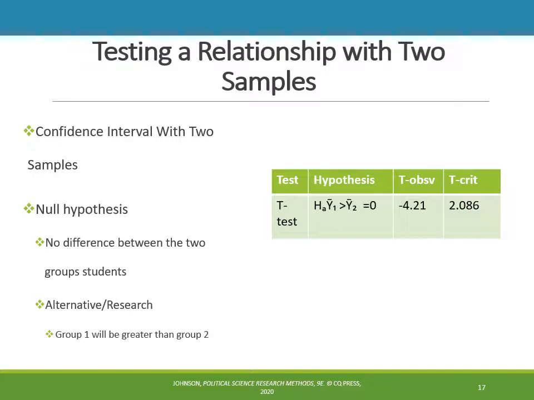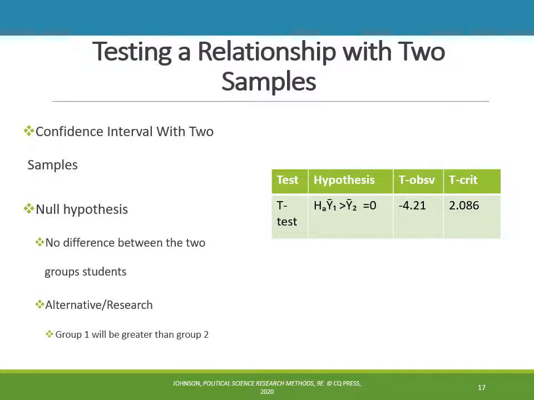And our alternative hypothesis, this time we're going to take a directional turn with it. We're going to say that group 1 is going to be greater than group 2. That is our assertion, that group 1 will be greater than group 2. So we go through the process, we've studied the literature, we've written our hypothesis, and now we've tested it, and we get our values. So our observed value is negative 4.21, and our critical value is 2.086.